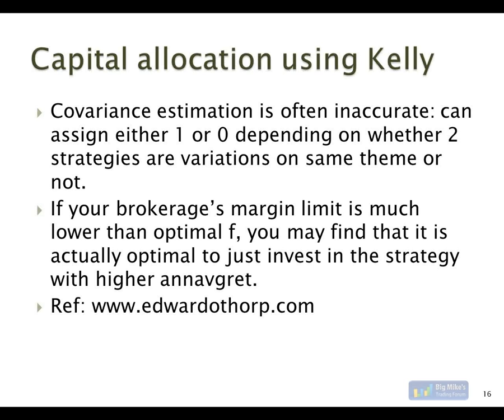So if one is positive, you think the other one must be negative. So you might just arbitrarily assign 1, 0, -1 to the covariance matrix. They might give you a better answer than just relying on backtest, where some of these strategies may not have simultaneous returns on the same day.